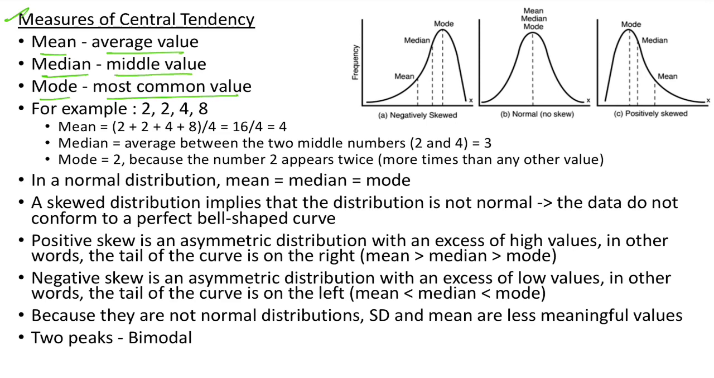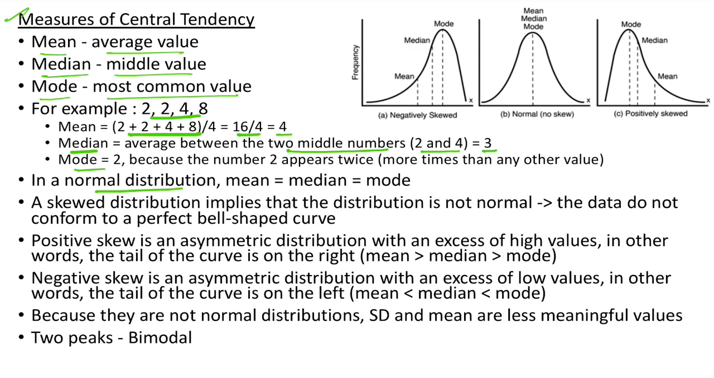Now let us take this example, 2, 2, 4, 8. Mean is equal to sum of all the values divided by total number of values, which is equal to 16 by 4, which is equal to 4. Median is the middle value. In this case, since there are 4 values, it is the average between the two middle numbers, that is 2 and 4, which is equal to 3. Mode is equal to 2 because the number 2 appears twice, more times than any other value.